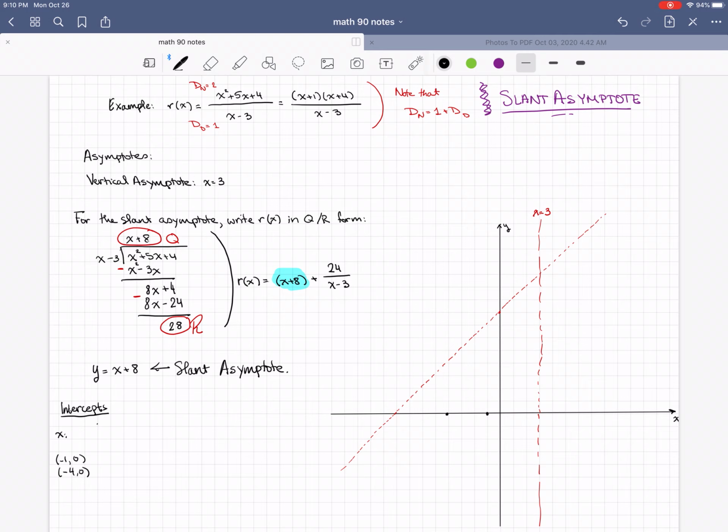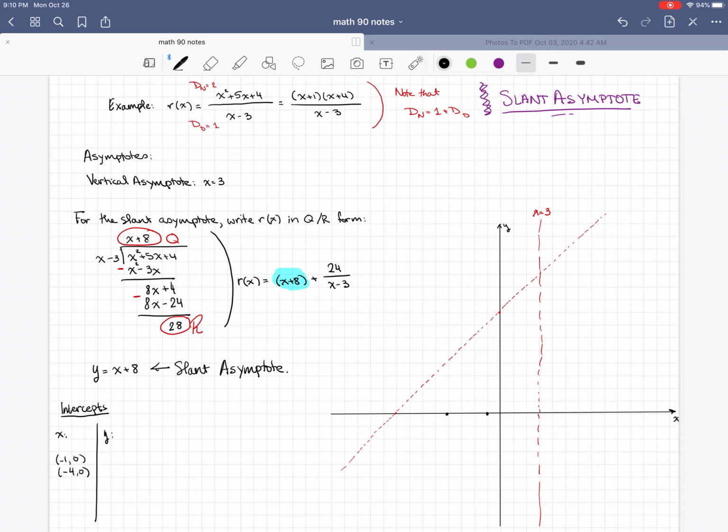Okay, now for the y-intercepts. Again, y-intercepts are points where the graph crosses the y-axis. If the point crosses the y-axis, it means that the x-coordinate is 0.